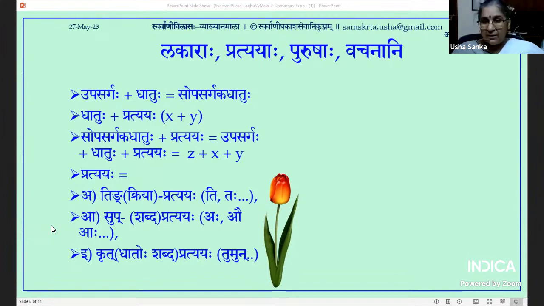Z plus X plus Y can also become a Kridanta. Z plus X plus Y can also become a Subanta. Z plus X plus Y can also become a Tinganta. So Tinganta, Subanta, Kridanta: all these three major word complexes can be generated from Upasargas. Okay, so until here, is it clear to everyone?